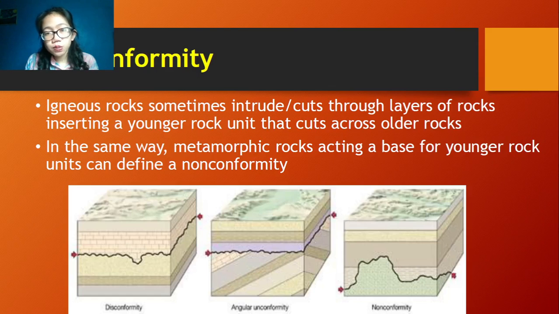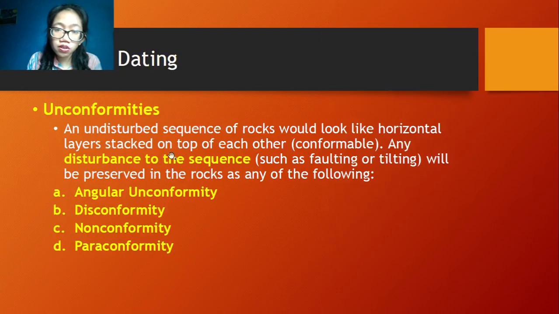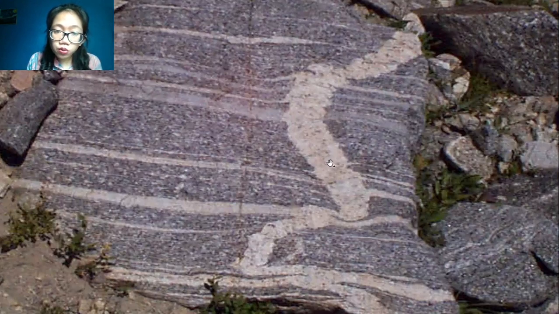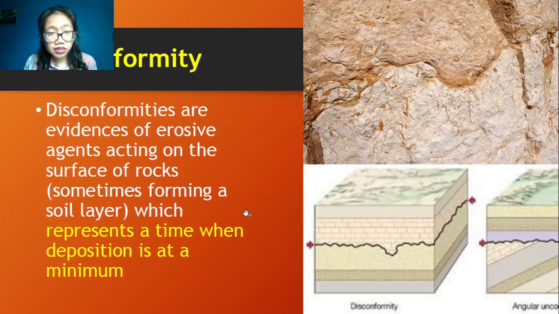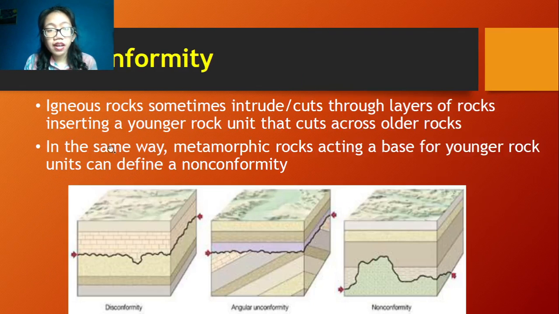So non-conformity is present in rock layers which have two different types of rocks. For example, you have igneous rocks which cut into a different type of rock, different layers of rock like we saw earlier. So this is also considered as a non-conformity. So you have your normal type of rock which is cut through by either igneous or metamorphic rocks. So that's considered here as non-conformity. And for example, metamorphic rocks next to igneous or sedimentary rocks is considered as a non-conformity.